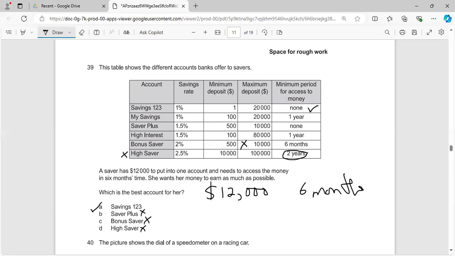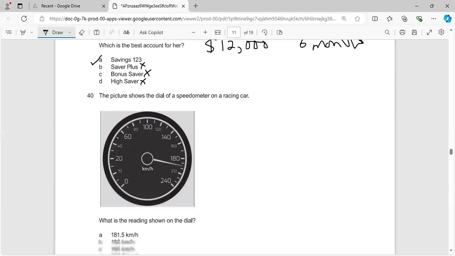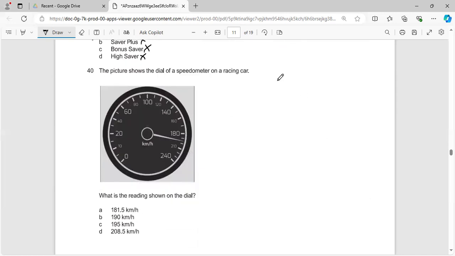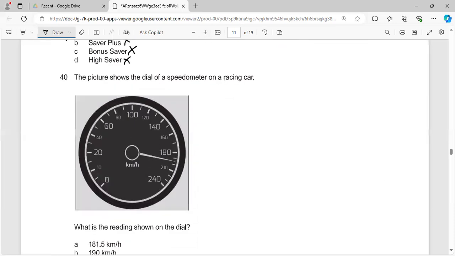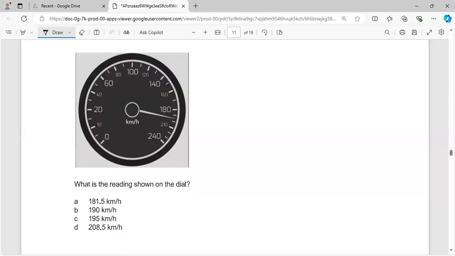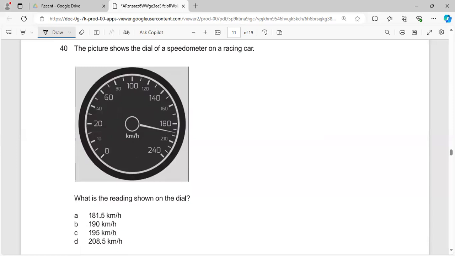Alright, let's move on to the next one, which is 40. The picture shows the dial of a speedometer on a racing car. What is the reading shown on the dial?